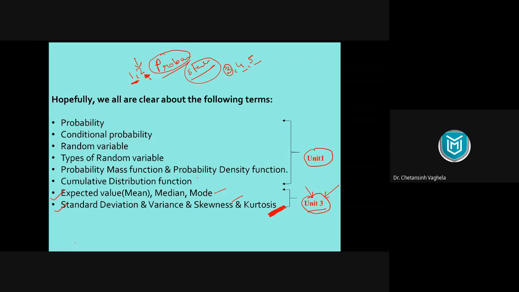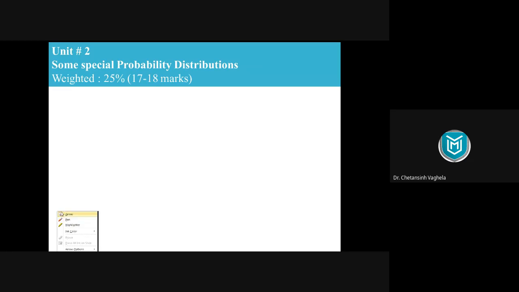Good. So let me introduce the third unit, sorry, the second unit, the next unit. The name of this particular unit is some special probability distribution. According to GTU syllabus, the weightage of this particular unit is 25%. Look, this is very, very important. The weightage of this particular unit is 25%. That means up to 17 to 18 marks. You guys will have, in your final paper, questions for 17 to 18 marks from the second unit. This is very, very important.